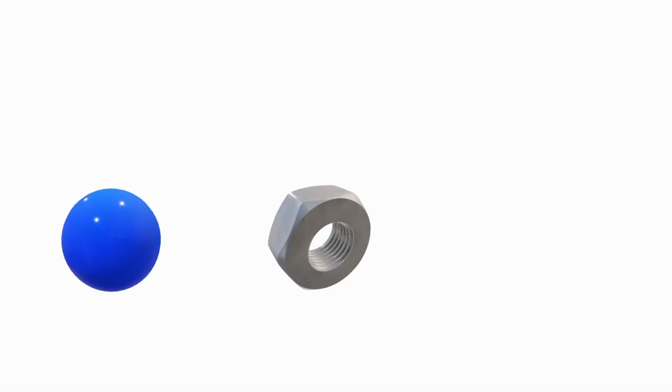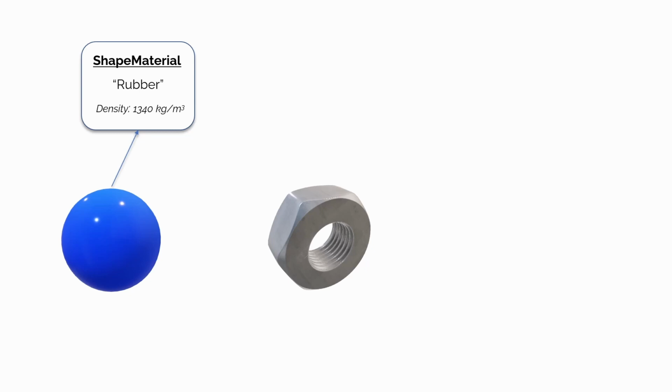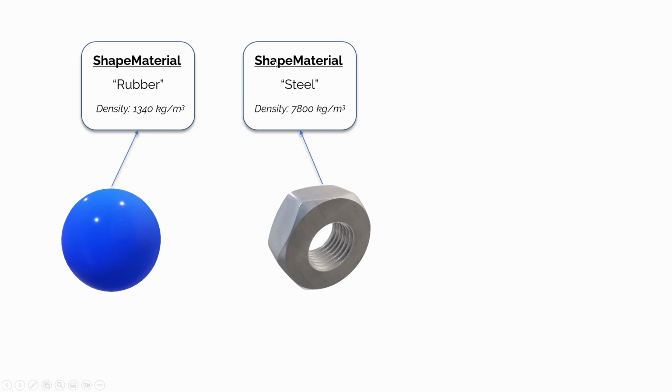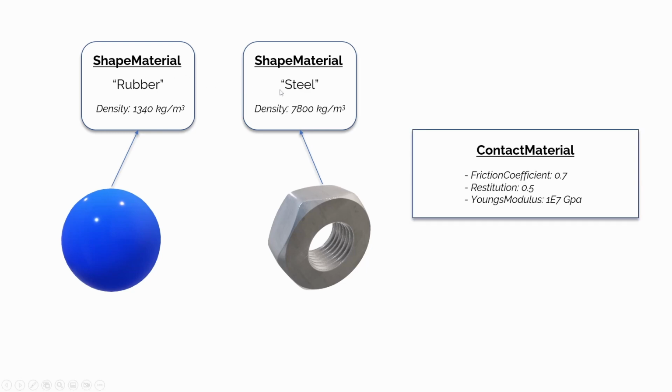Assume that we have two objects. One is made of rubber, and in AGX Dynamics for Unity, we use something called ShapeMaterial to define that material. And it also has a density. We create another shape material called steel, which has a much higher density. And to define the interaction between these two shape materials, we create a contact material. And this will build up a table with all the interaction between the different materials.